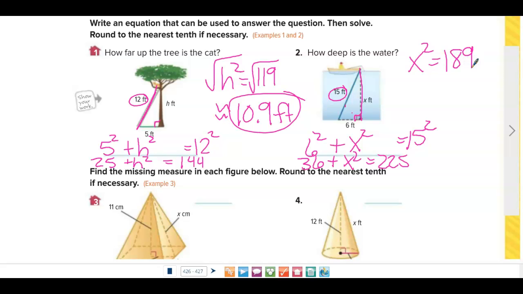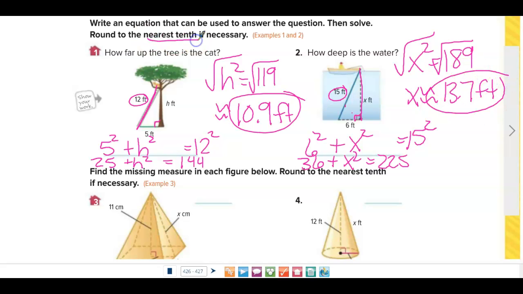To get rid of my square, I take the square root. So I get x is about 13.7 feet, because again, the directions say round to the nearest tenth.